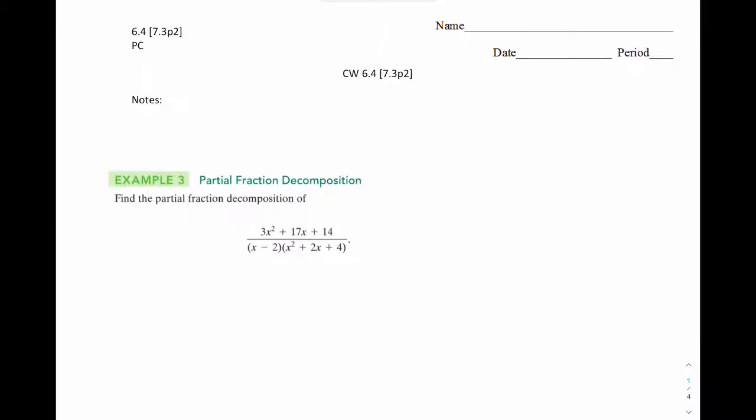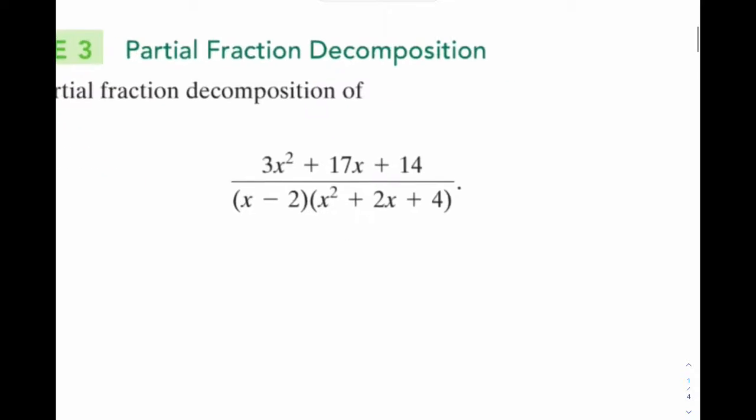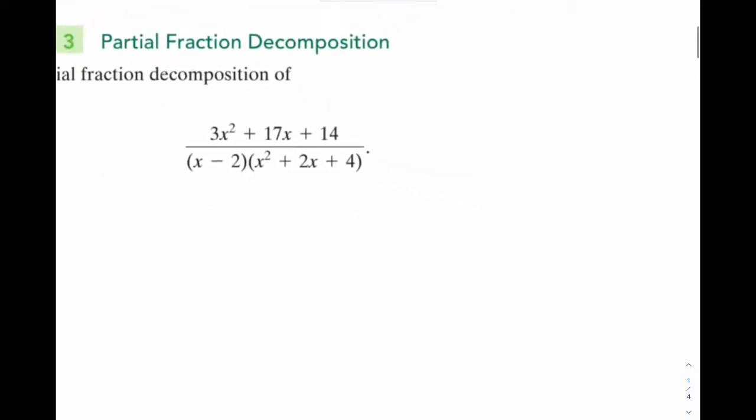6.4. This is day 2 of partial fraction decomposition, and let's get right into it. Here's the first question, and I want you to notice that there are two pieces to this, x minus 2 and this x squared plus 2x plus 4. So our first step is the same as before. We're going to write A over x minus 2 plus, and put a blank, and write x squared plus 2x plus 4. And you want to highlight this.